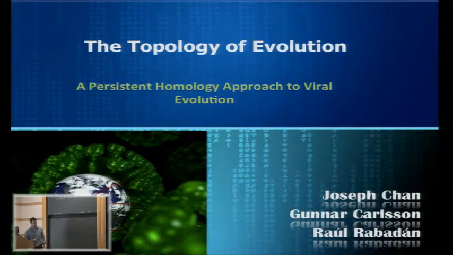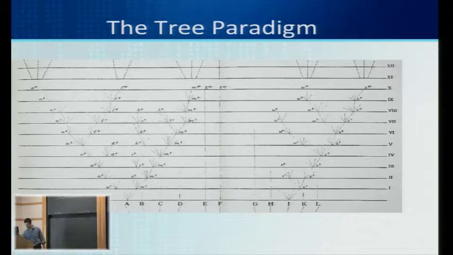Okay? This is the work of mainly one of my students, Joe Chan, that is an MD PhD and probably the only MD in the US that knows about persistent homology. And then Gunnar Carlsson, that is in Stanford, and myself, that is some of the ideas.